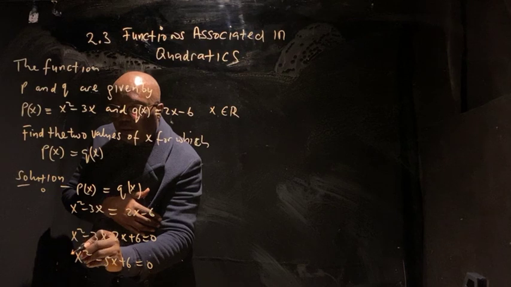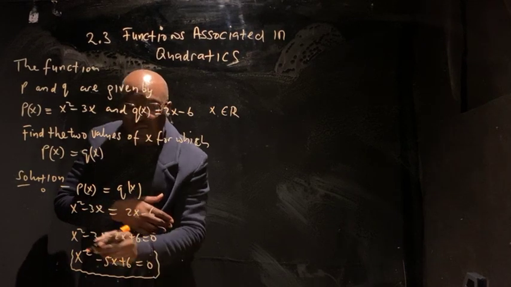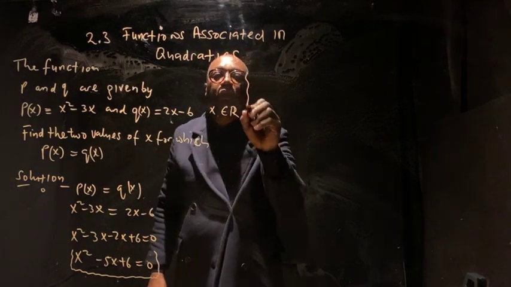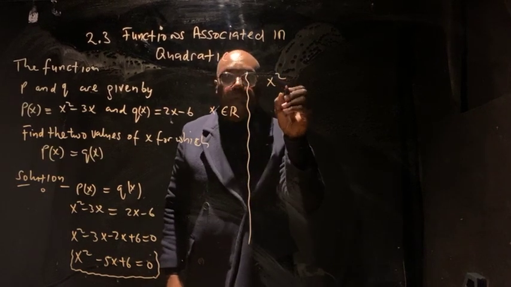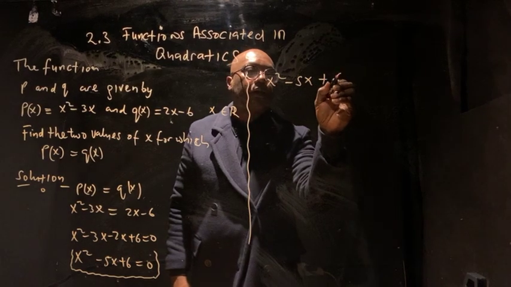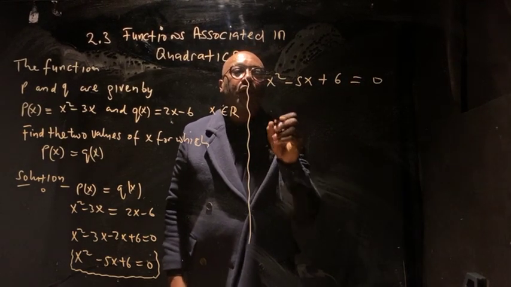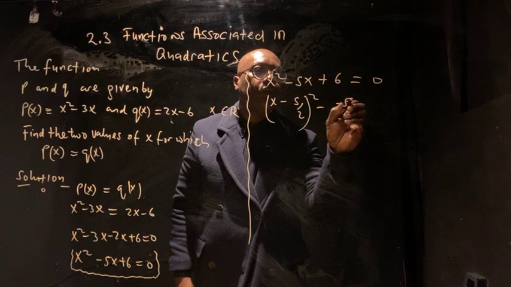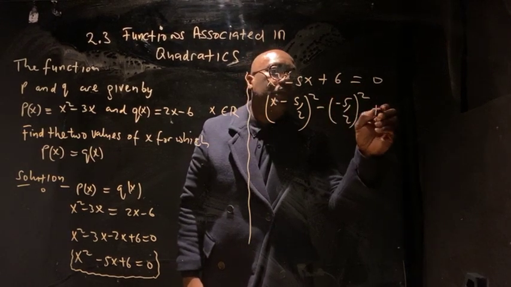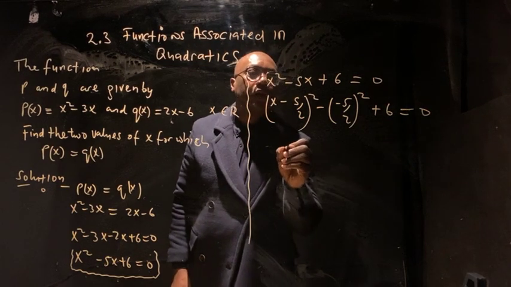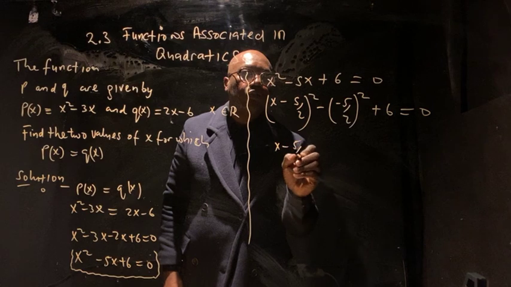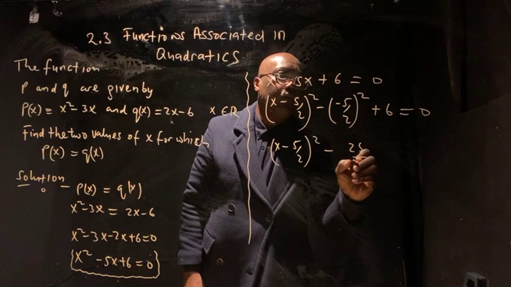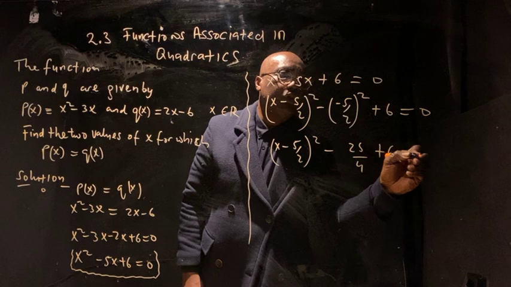This is a quadratic equation. You can either factorize it, whichever way is possible. Let's try to use the completing square approach. x squared minus 5x plus 6 equals 0. Completing the square, x minus 5 over 2 squared minus 5 over 2 squared, then plus the 6 equals 0. Then we have x minus 5 over 2 squared minus 25 over 4 plus 6 equals 0.